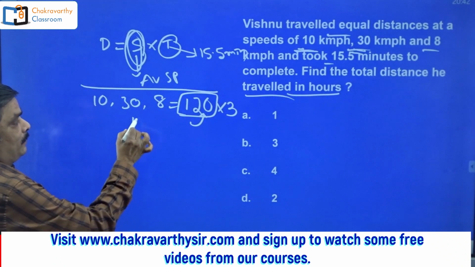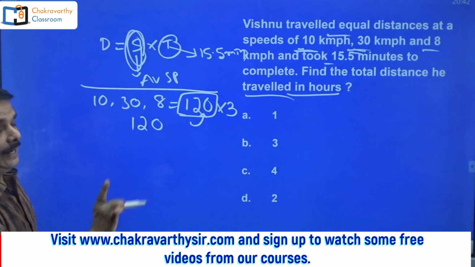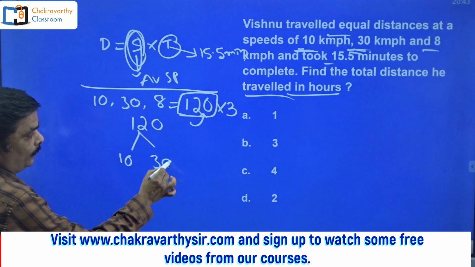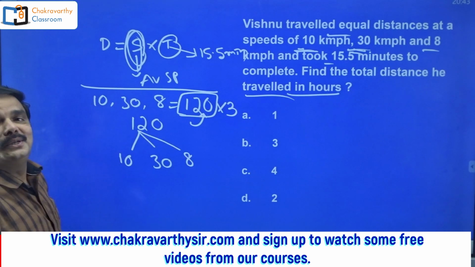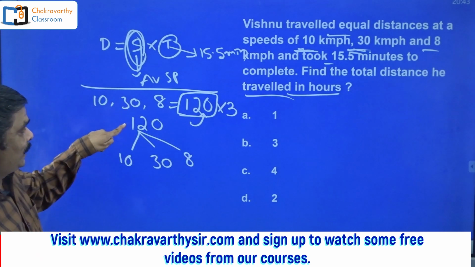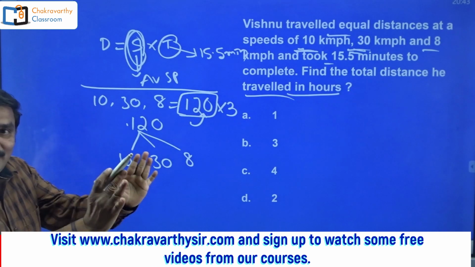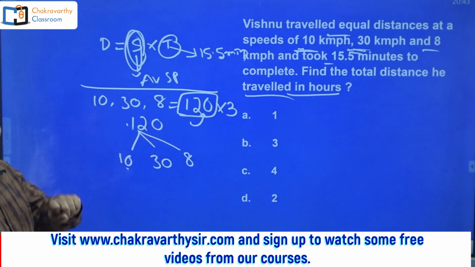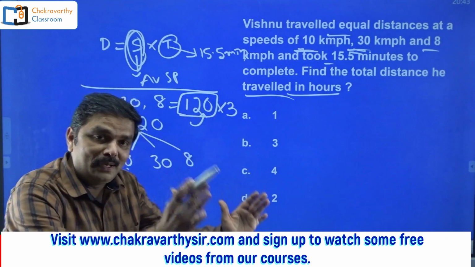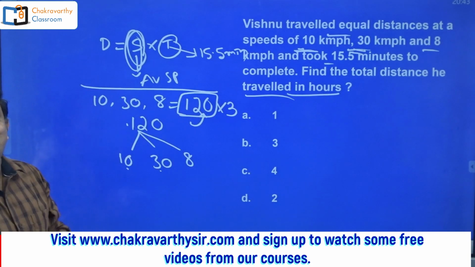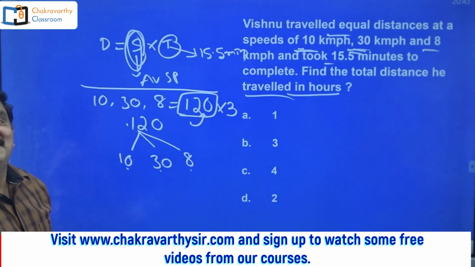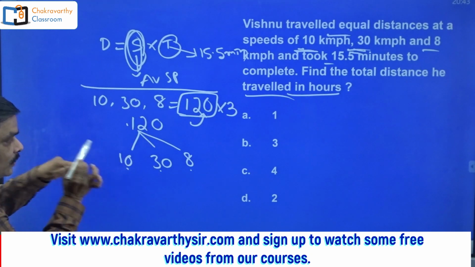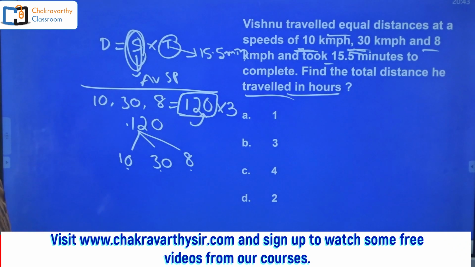Now LCM is 120 and the speeds are 10 kilometers per hour, 30 kilometers per hour and 8 kilometers per hour. Now 120 kilometers has been covered with the speed of 10 kilometers per hour, and 120 kilometers distance has been covered with the speed of 30 kilometers per hour and 8 kilometers per hour respectively. That means this is the distance, this is the speed. And what is the time taken for that one?